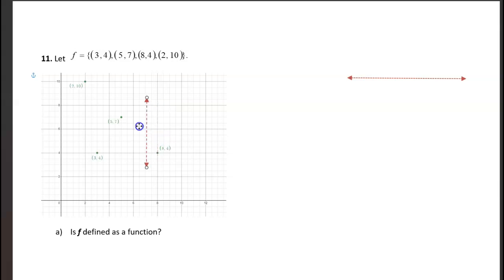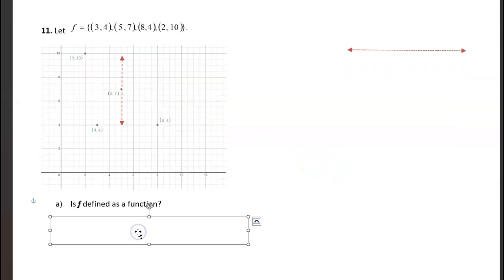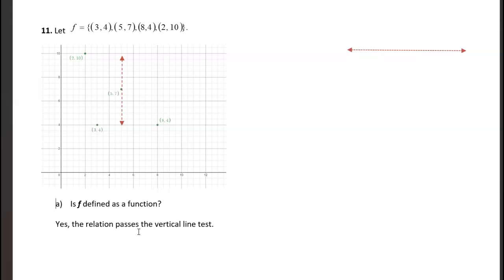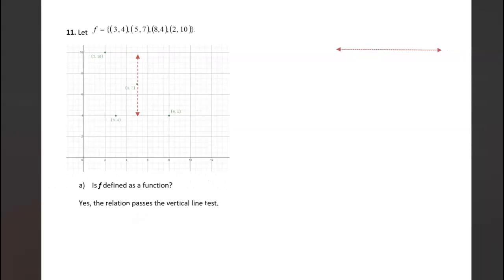So in this case, you would simply draw some vertical line in there and then state that yes, the relation passes the vertical line test, which means that you don't have a condition where the value of x equal to 3 will give you two y values. So in this case, this relation, yes, it's defined as a function. And then we simply draw a vertical line and state the fact that it passes the vertical line test. So that's actually it for the first part.